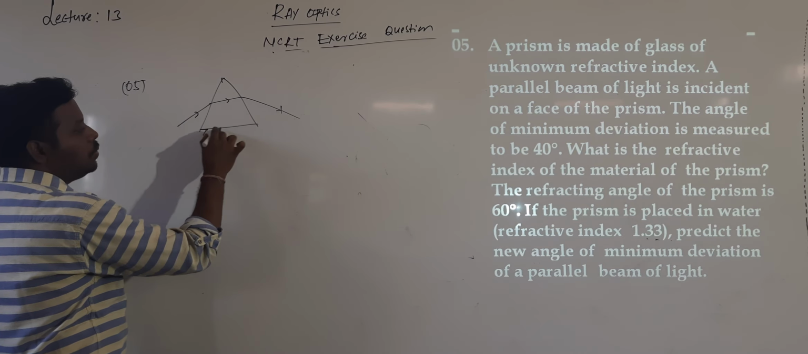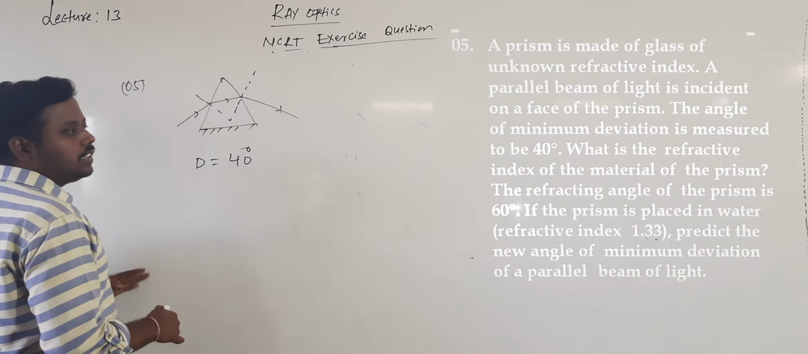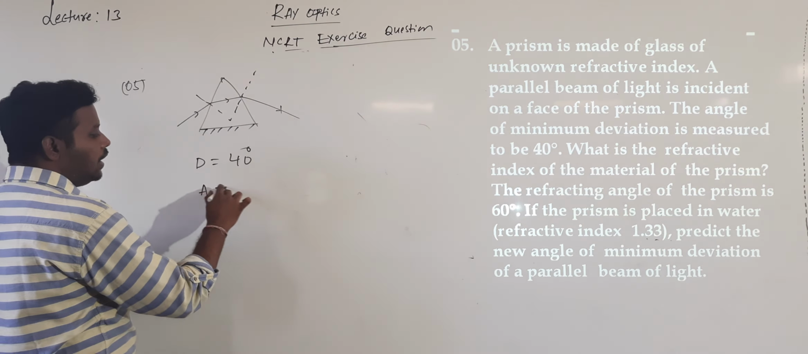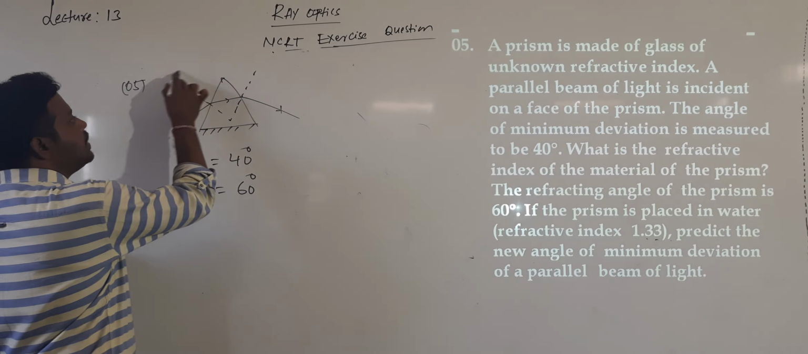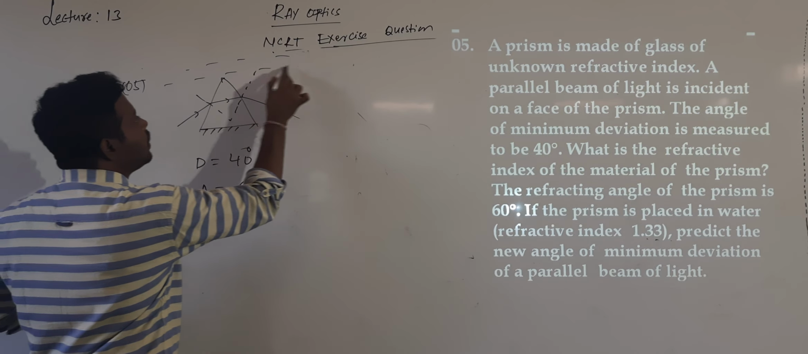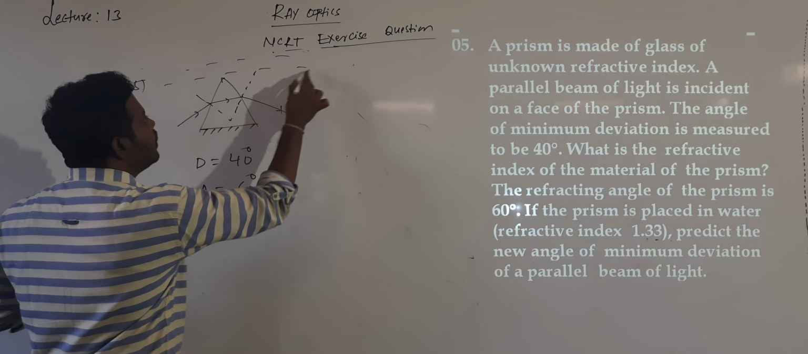Now this is the normal drawn to this face, and this is the normal drawn to this face. Okay? The angle of minimum deviation is given, 40 degrees. They are asking us to calculate the refractive index of the prism. Angle of the prism is given, 60 degrees. Now they are telling that this prism is immersed in water. The outside medium is water. Understood? So what is the refractive index of water? That value is 1.33. Now they are asking us to calculate the refractive index of the prism.